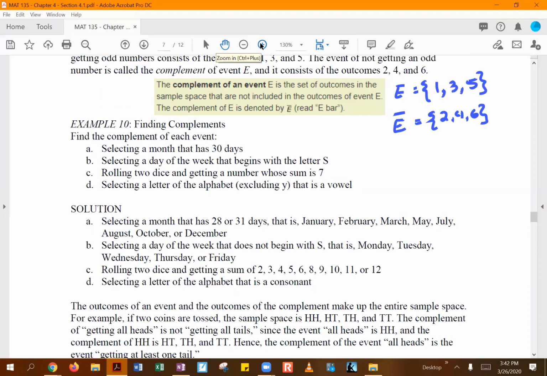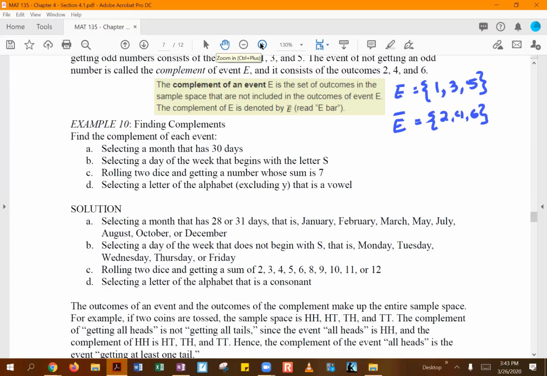Selecting a month that has 30 days. If a month has 30 days, then its complement would be the months that don't have 30 days, right? So those would be the months that have 28 days or 31 days. That would be January, February, March, May, July, August, October, or December. So these would all be the complementary events.